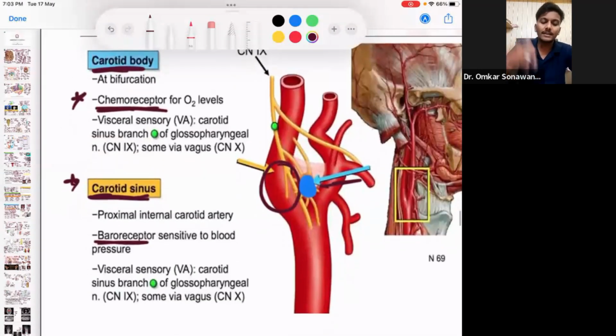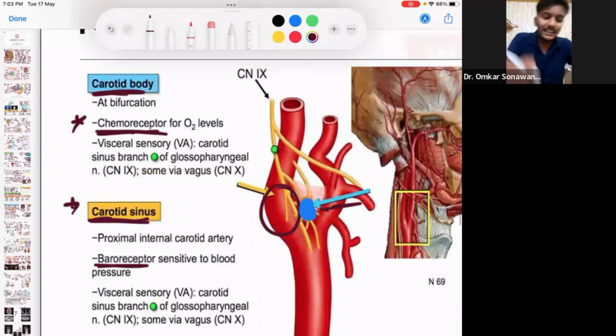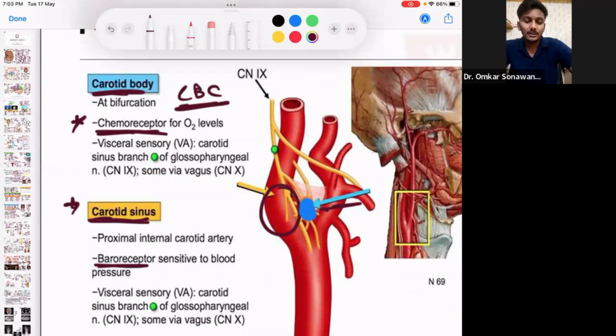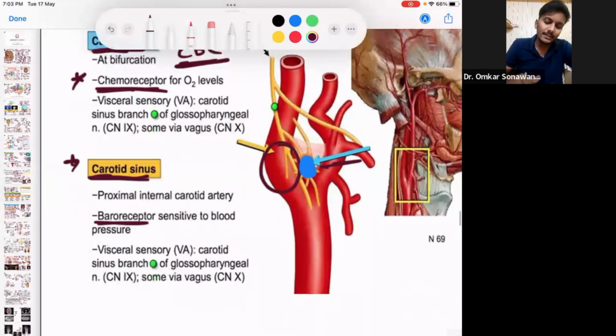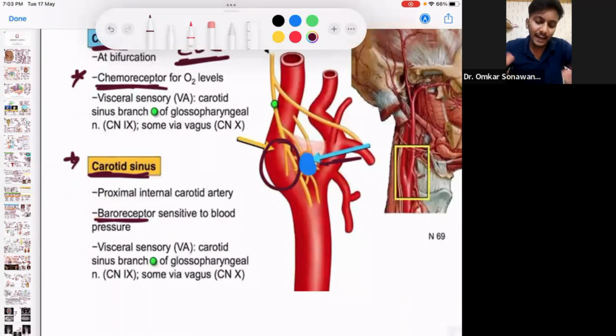So chemoreceptors are, CBC याद रख लो भाई. CBC is a mnemonic. Okay, chemoreceptors are carotid body, and carotid sinus is baroreceptor. Carotid sinus is baroreceptor. No issues with this.